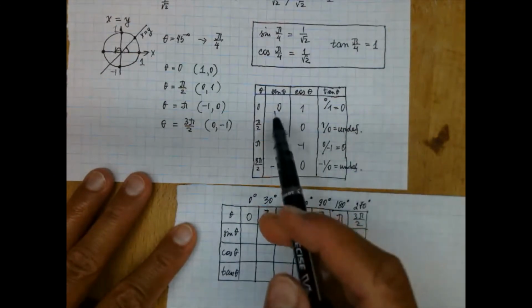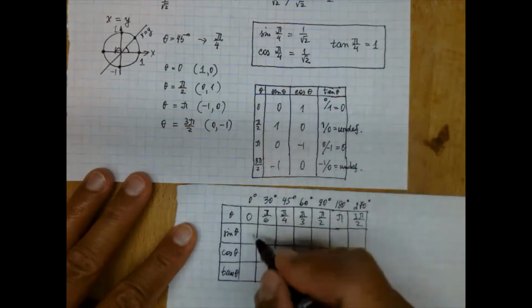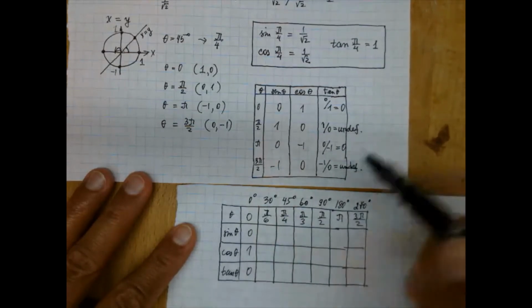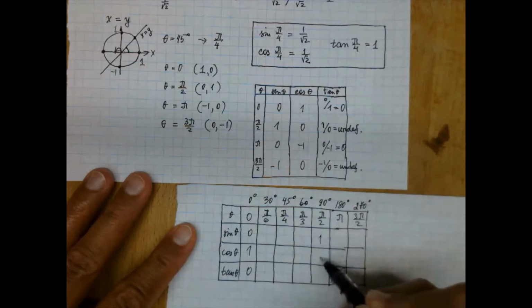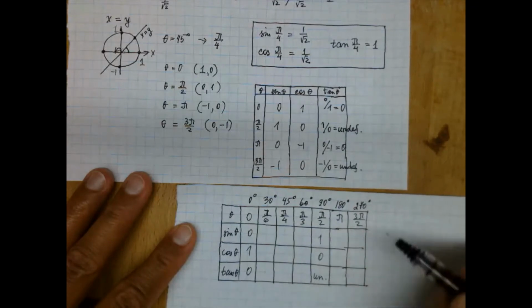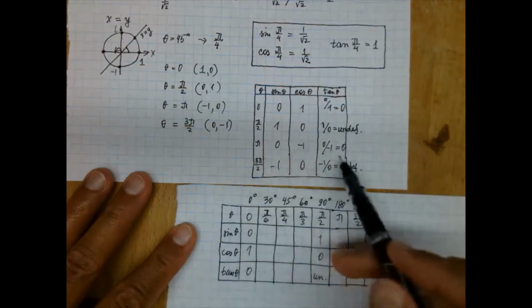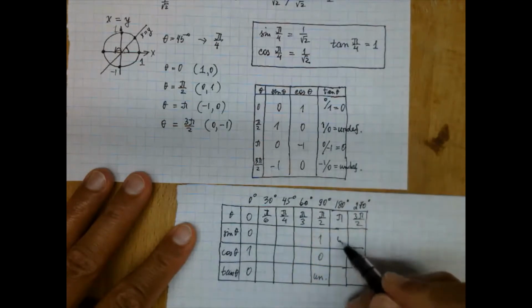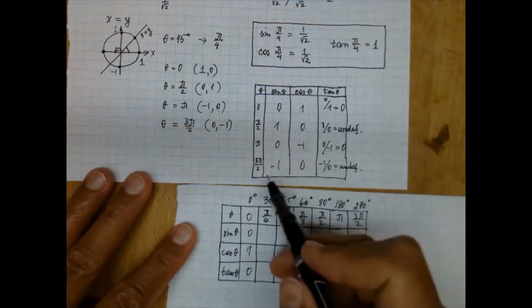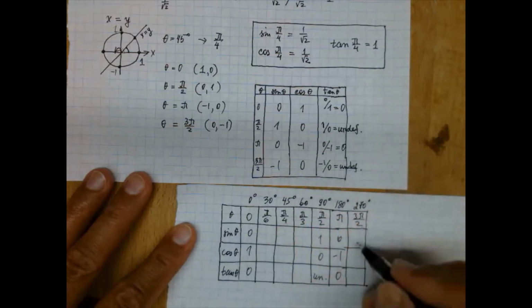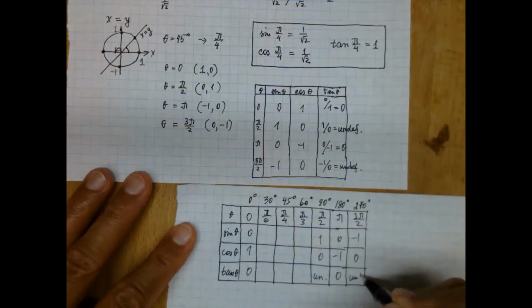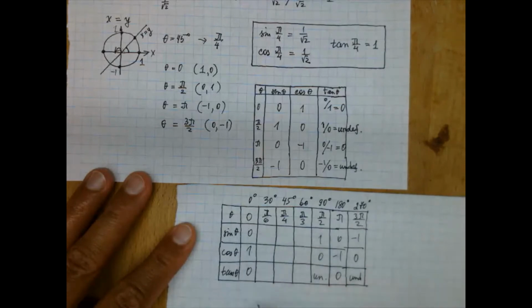So for 0, I have 0, 1, 0. For pi over 2, I have 1, 0, undefined. For pi, 0, minus 1, 0. And for 3 pi over 2, minus 1, 0, undefined. Only just to fill this one.